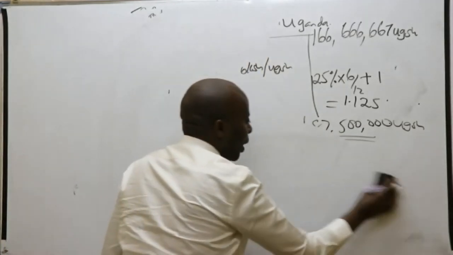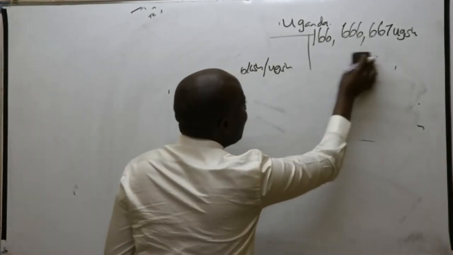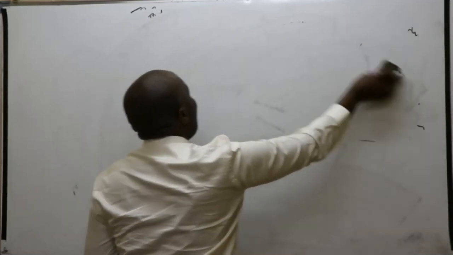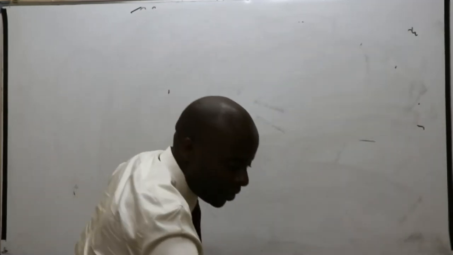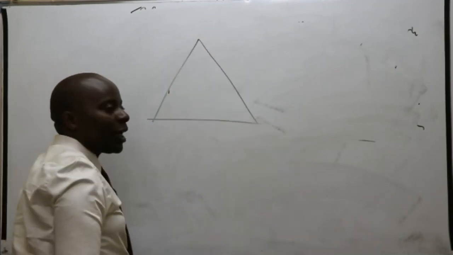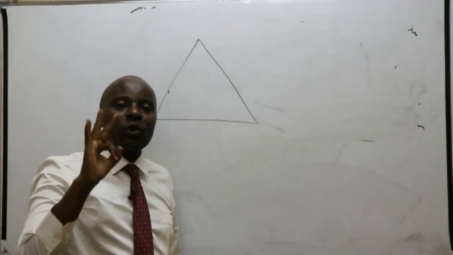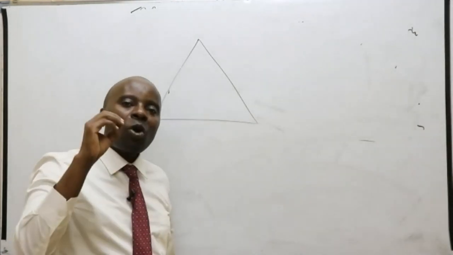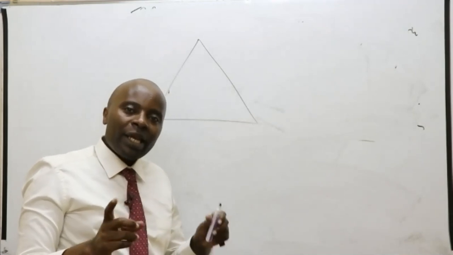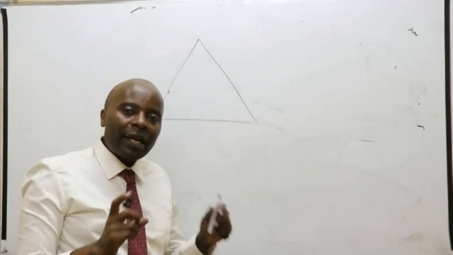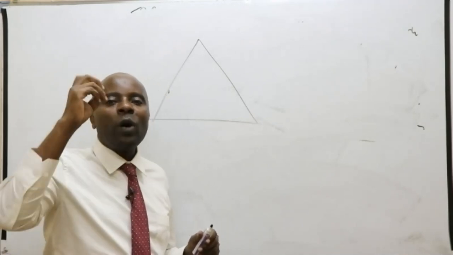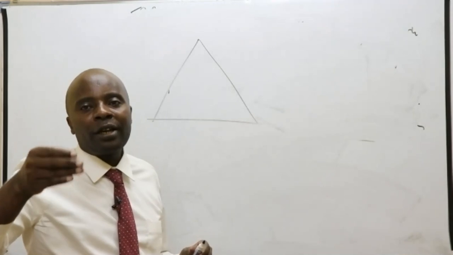Triangular arbitrage, what our children call triangle shape when they are very, very young. Triangle shape looks like this. A triangle has got how many sides? A triangle has got three sides. So when we talk of triangular arbitrage, ladies and gentlemen, know that here now the investor will be playing around with three currencies to be able to earn what we call an arbitrage profit.